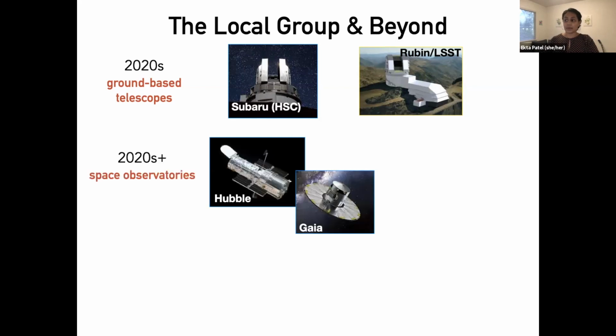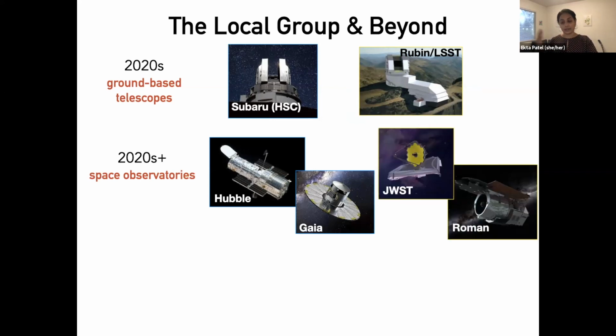From space, Hubble and Gaia have been giving us a plethora of information to help us understand the motions of these galaxies as well as their star formation histories. And it will be about 10 years until we have the proper motions for many of the M31 dwarf galaxies, which require baselines of about 8 to 12 years. And those will hopefully be followed up with JWST, and that's where we'll get the proper motions from.